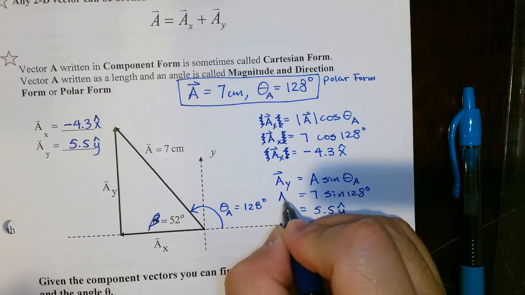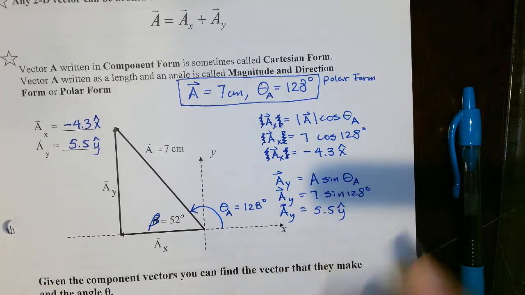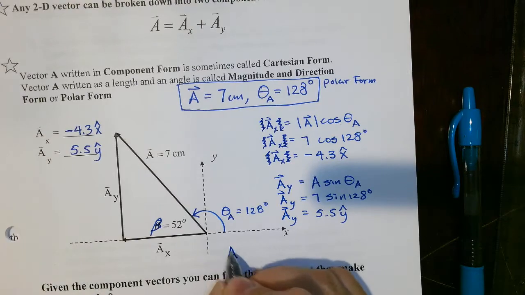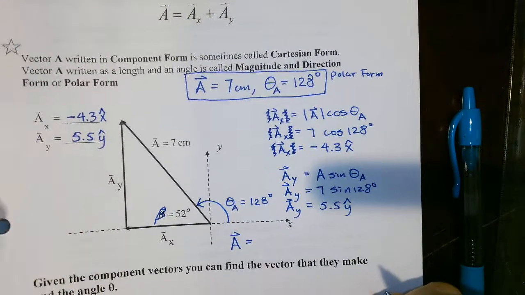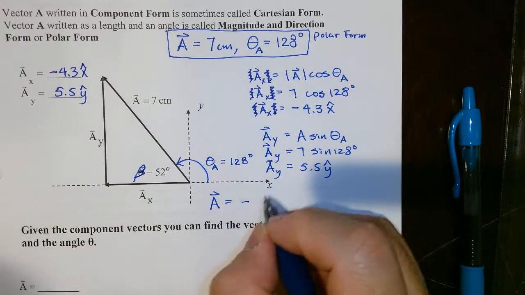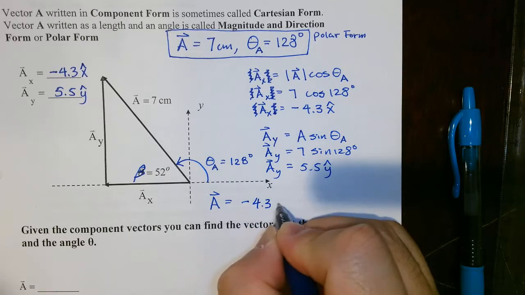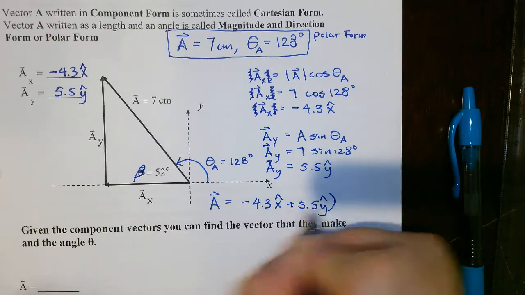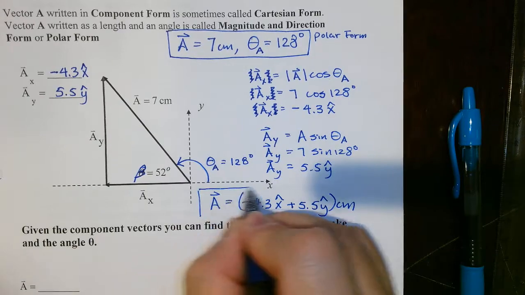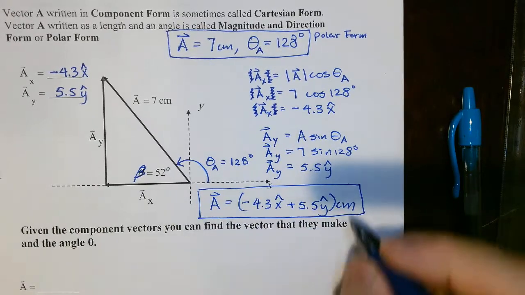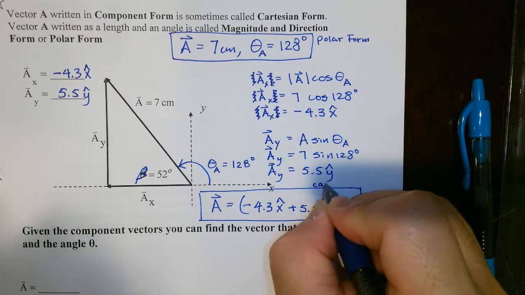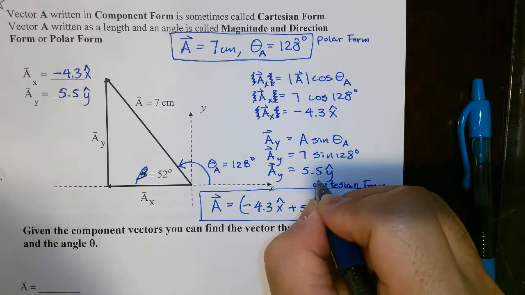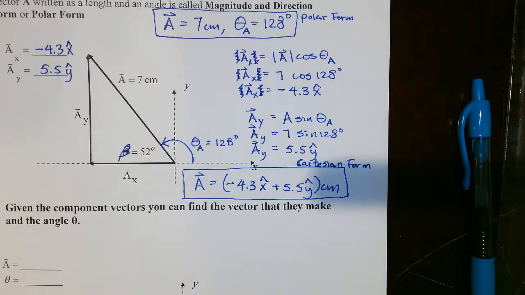All right. Similarly here, AY. Now I can rewrite my A vector in Cartesian form as negative 4.3 x hat plus 5.5 y hat centimeters. So this is the Cartesian form of my A vector.